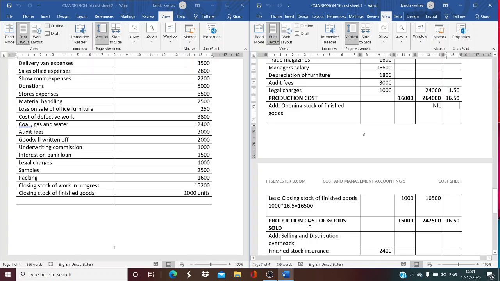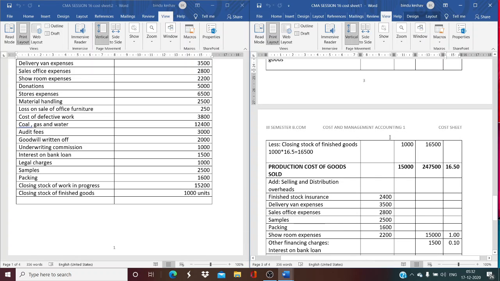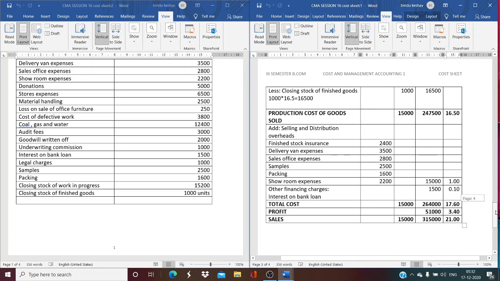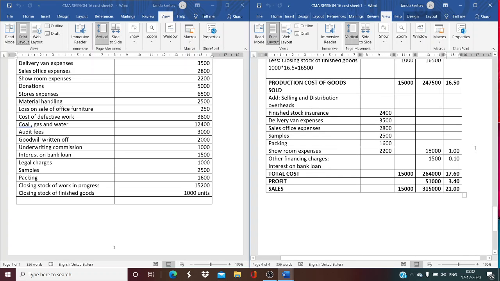So what we get is the production cost of goods sold. The units are 16,000 minus 1,000, which is 15,000. 2,64,000 minus 16,500 is 2,47,500, the production cost of goods sold. So the per unit cost is 2,47,500 divided by 15,000, which is 16.50.